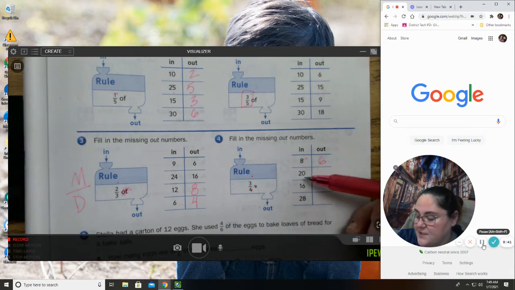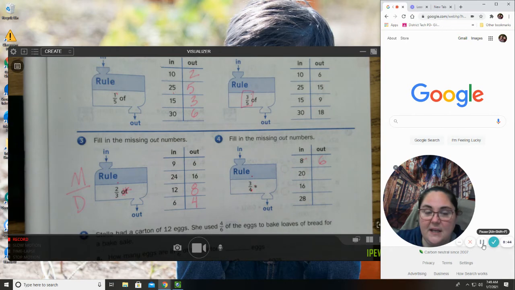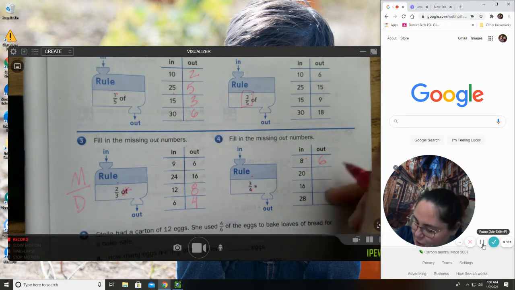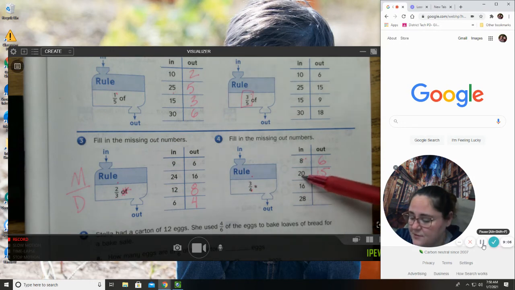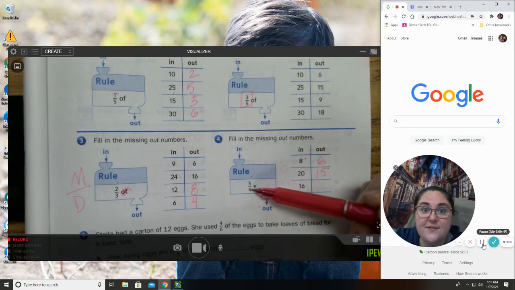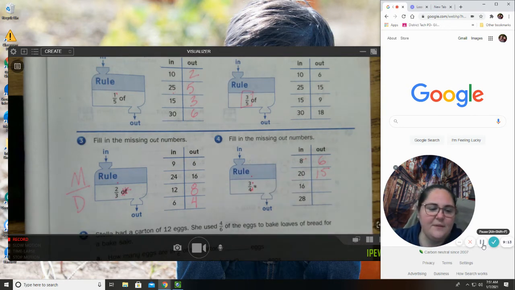Let's try the next one. What is 3/4 of 20? So 3/4 of 20, multiply by the top. 20 times 3 is 60. Divided by 4 is what? 15. You should have had 15. And I'm going to check it the opposite way just to make sure. So 20 divided by 4 is 5. Times 3 is 15. Fill in the rest of this chart. What are the next 2 answers that you will use?